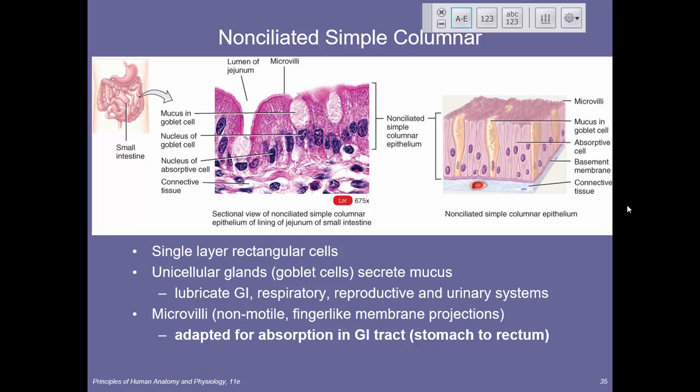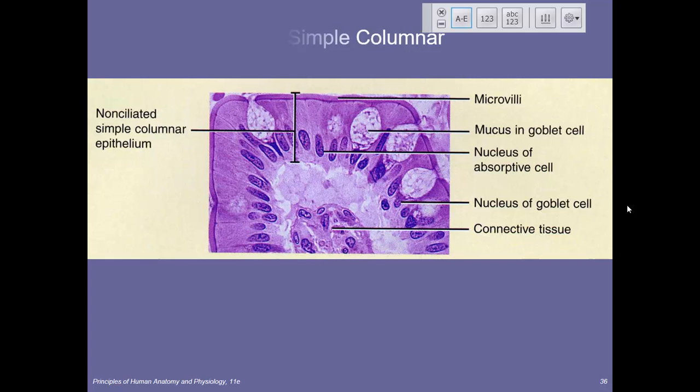Okay, and again, this is just a rehash. Non-ciliated simple columnar again. Now, this one's weird too, okay? So, these are the cells. They're right here. If you get close, you can actually see the boundaries. These are the nuclei, okay? This is fat. This is mucus. These are microvilli.